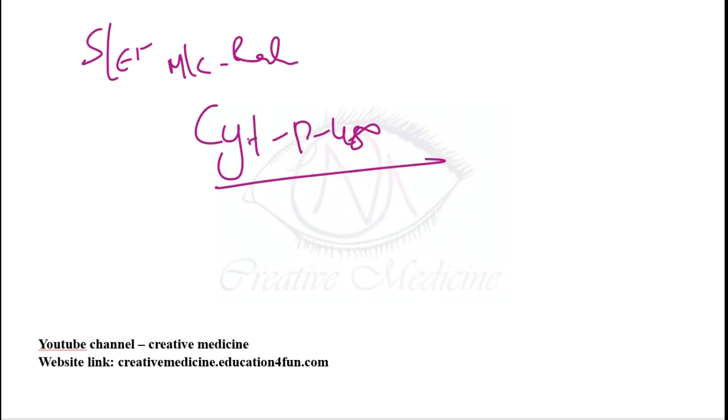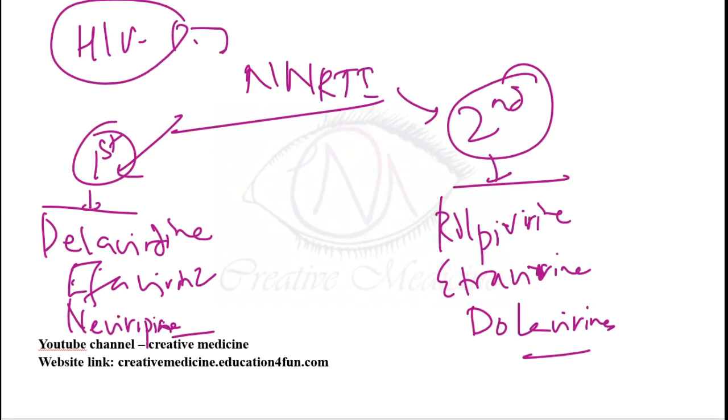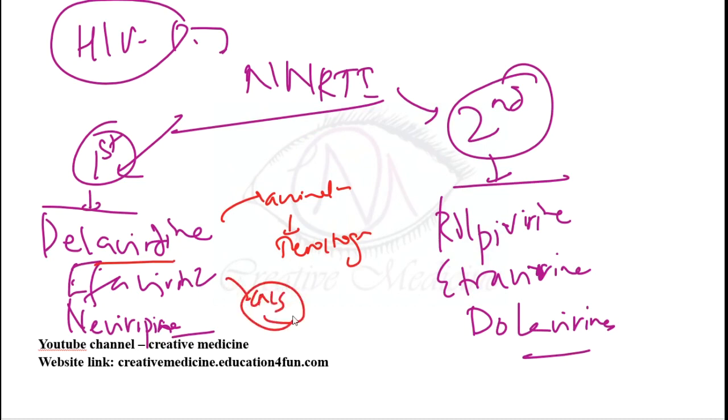Then we have delavirdine. It was used in an animal model and was found to be teratogenic. Efavirenz causes CNS toxicity, like drowsiness, dizziness, insomnia, and psychosis. Efavirenz can also cause crystalluria.